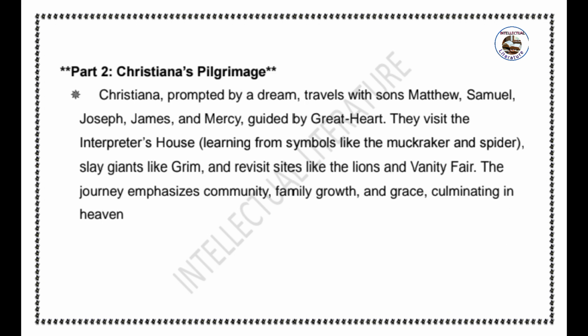Part 2. Christiana's pilgrimage. Christiana, prompted by her dream, travels with her sons Matthew, Samuel, Joseph, James, and Mercy, guided by Great Heart. They visit the Interpreter's House, learning from symbols like the Muckraker and the spider, slay giants like Grim, and revisit sites like the Lions and Vanity Fair. The journey emphasizes community, family growth, and grace, culminating in heaven.